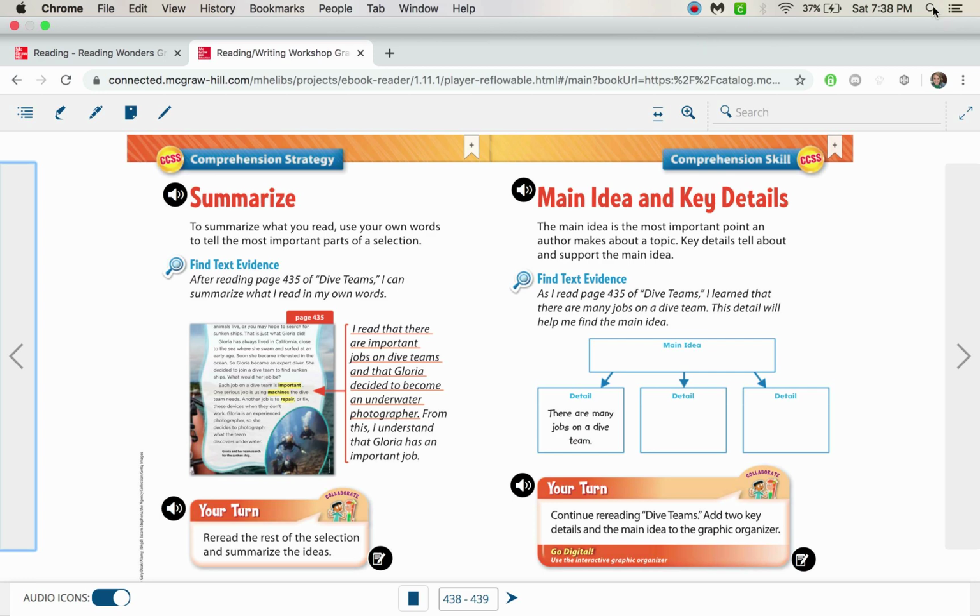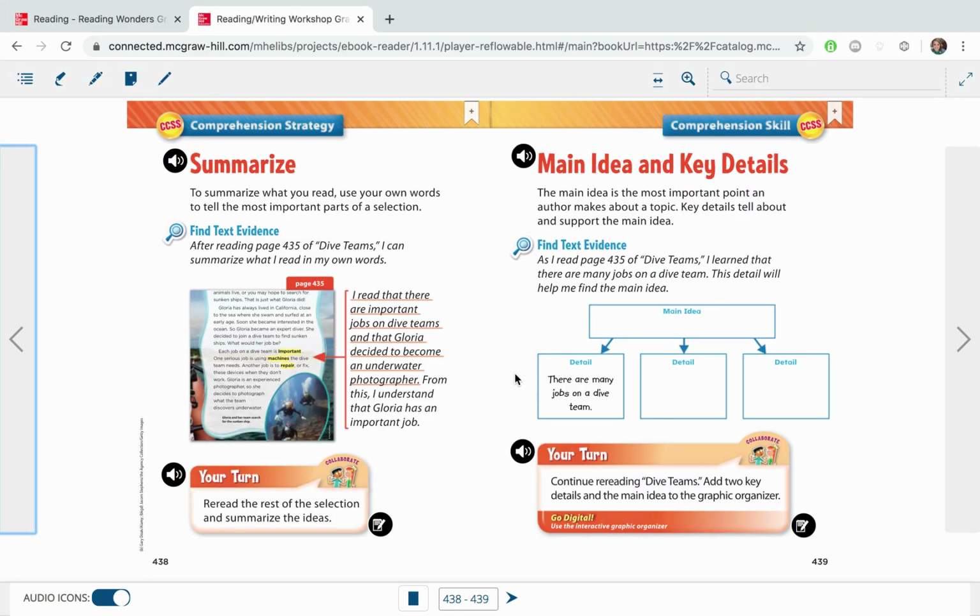So, moving on to your next one is a comprehension skill, which we will focus on this week. I like this graphic organizer right here because it really shows a visual on how main idea and detail works. The main idea is the most important point an author is trying to make about a topic. Okay, the main idea often comes in the title or in the topic sentence of a paragraph. The key, which just means not like a house key, but the important details or the key details, supports and is connected to that main idea. Okay, so it kind of holds it up.